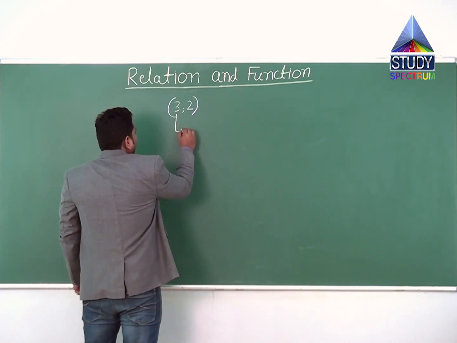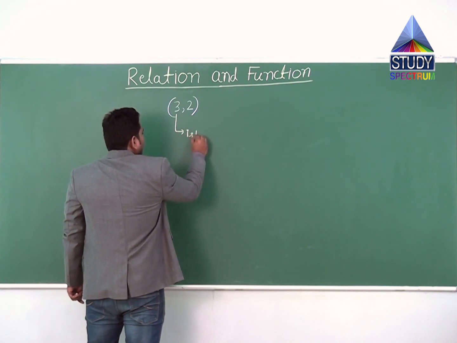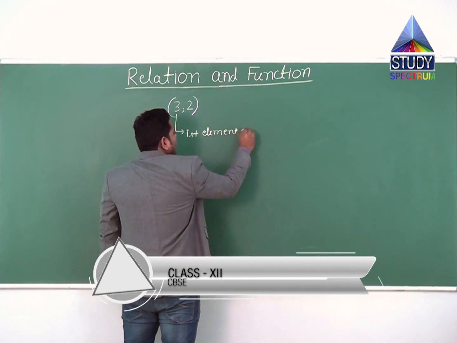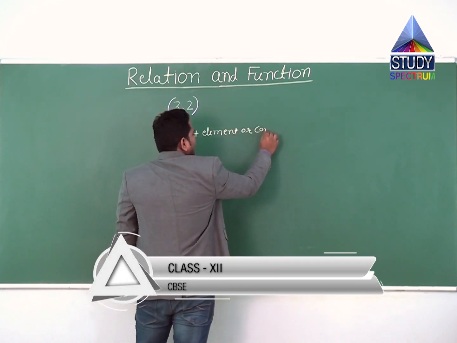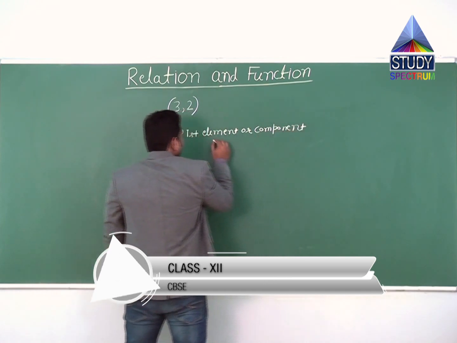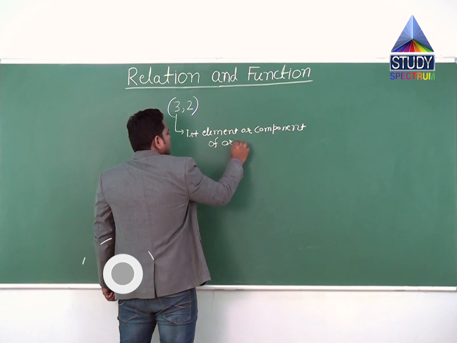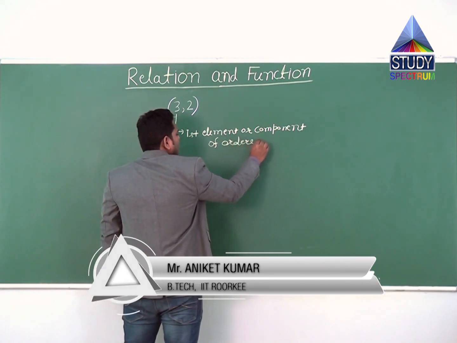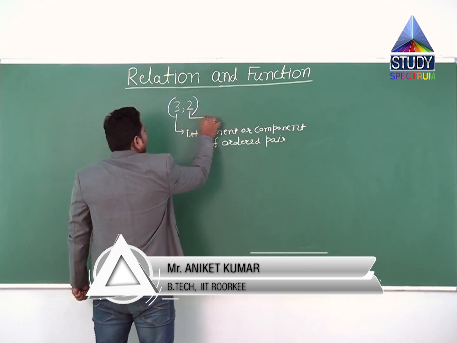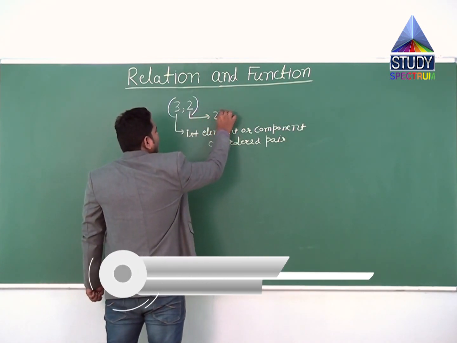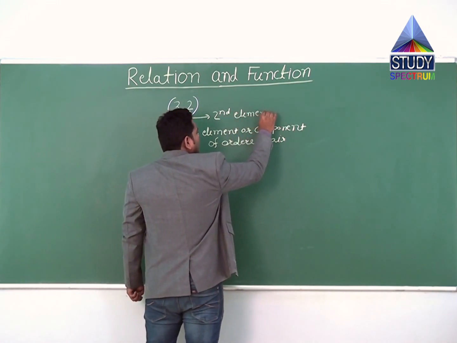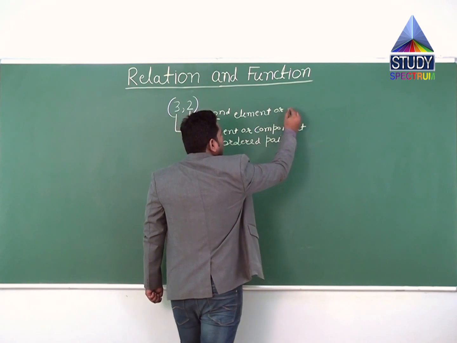This is the first element or first component of the ordered pair. And this is the second element or component of the ordered pair.